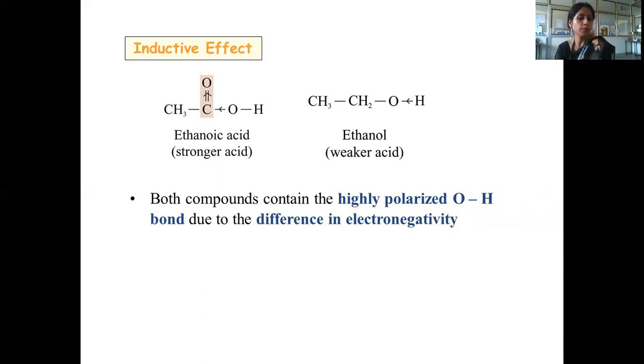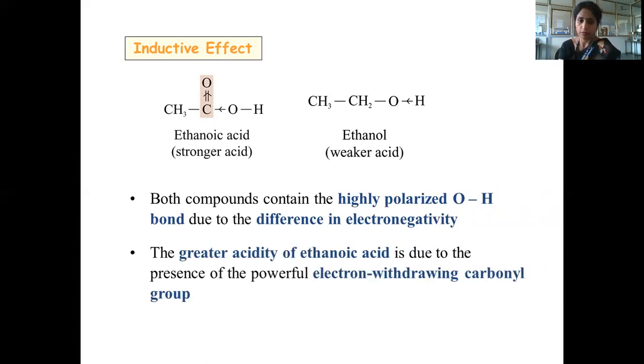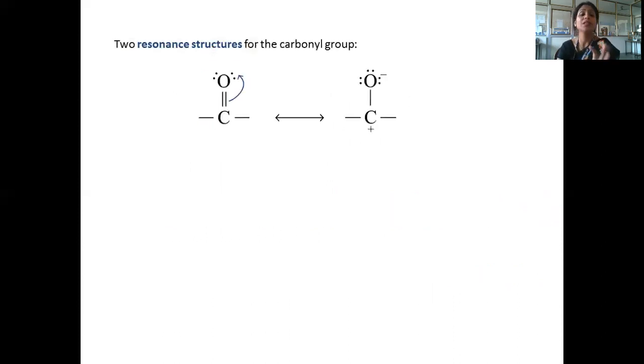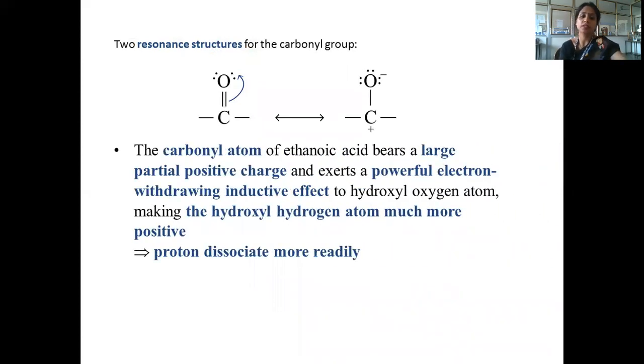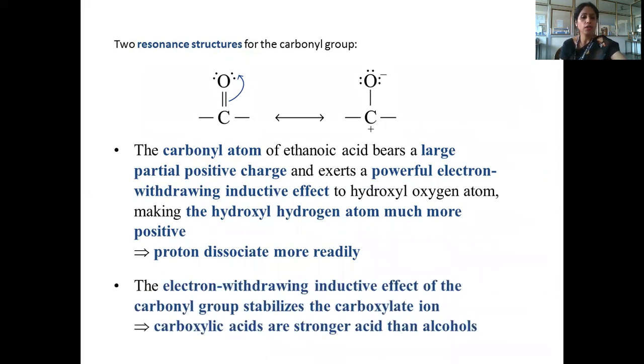Both compounds contain a highly polarized OH bond due to the difference in electronegativity. The greater acidity of ethanoic acid is due to the presence of the powerful electron withdrawing carbonyl group. So you see the resonance structures for the carbonyl group. The carbonyl carbon of ethanoic acid bears a large partial positive charge and exerts a powerful electron withdrawing inductive effect on the hydroxyl oxygen atom, making the hydroxyl hydrogen atom more positive, so the proton dissociates more easily. And the electron withdrawing inductive effect of the carbonyl group also stabilizes the carboxylate ion, and that is why carboxylic acids are stronger acids than alcohols.